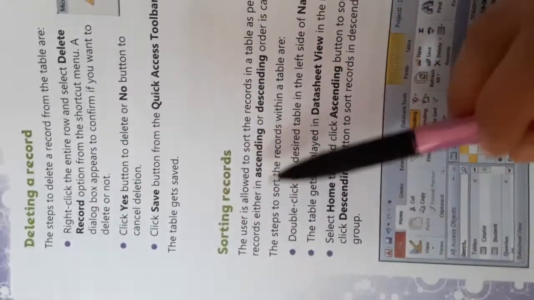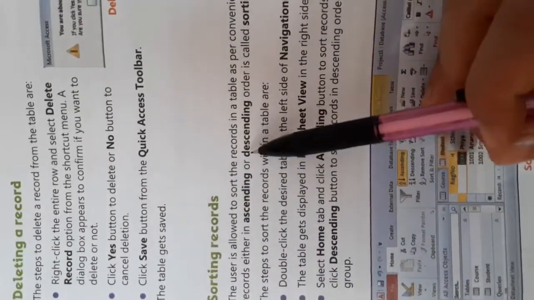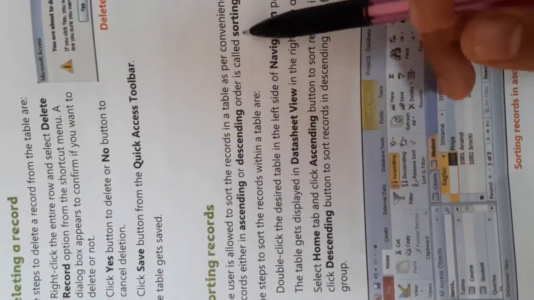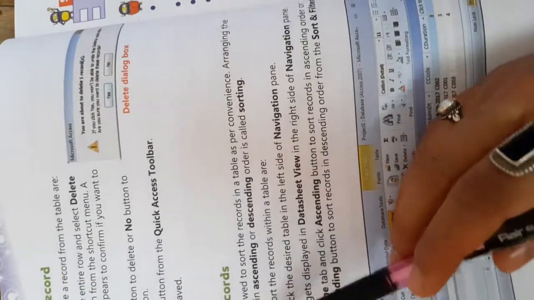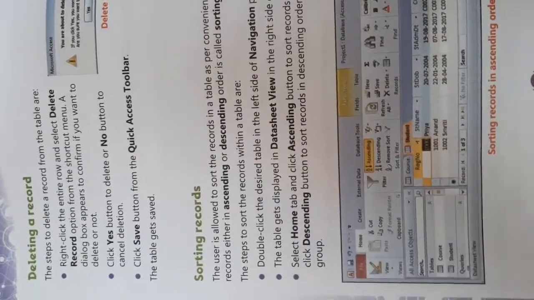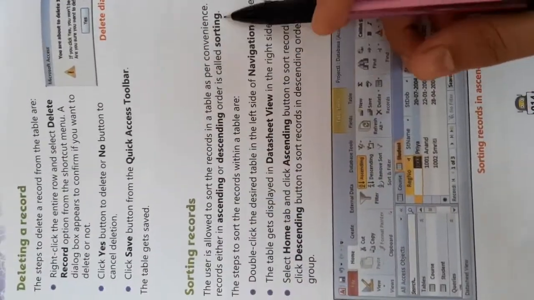Sorting records. The user is allowed to sort the records in a table as per convenience. Arranging the records either in ascending or descending order is called sorting. How we are going to arrange the data in ascending order or in descending order is all up to us. This is called the sorting of data.